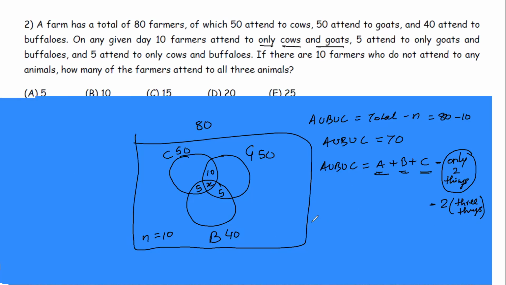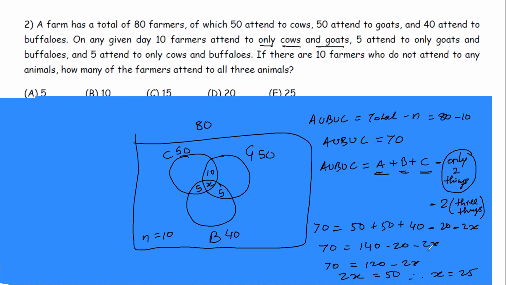So in our case, A union B union C is 70, which is equal to A, which is cows, 50, B is goats, 50, C is buffaloes, 40, minus only two things, which is 10, 5, and 5, which is 20, and minus 2 times x. Therefore, 70 is equal to 140 minus 20 minus 2x. So 70 is equal to 120 minus 2x. So 2x is equal to 50, 120 minus 70. Therefore, x is equal to 25. Yeah, 25.